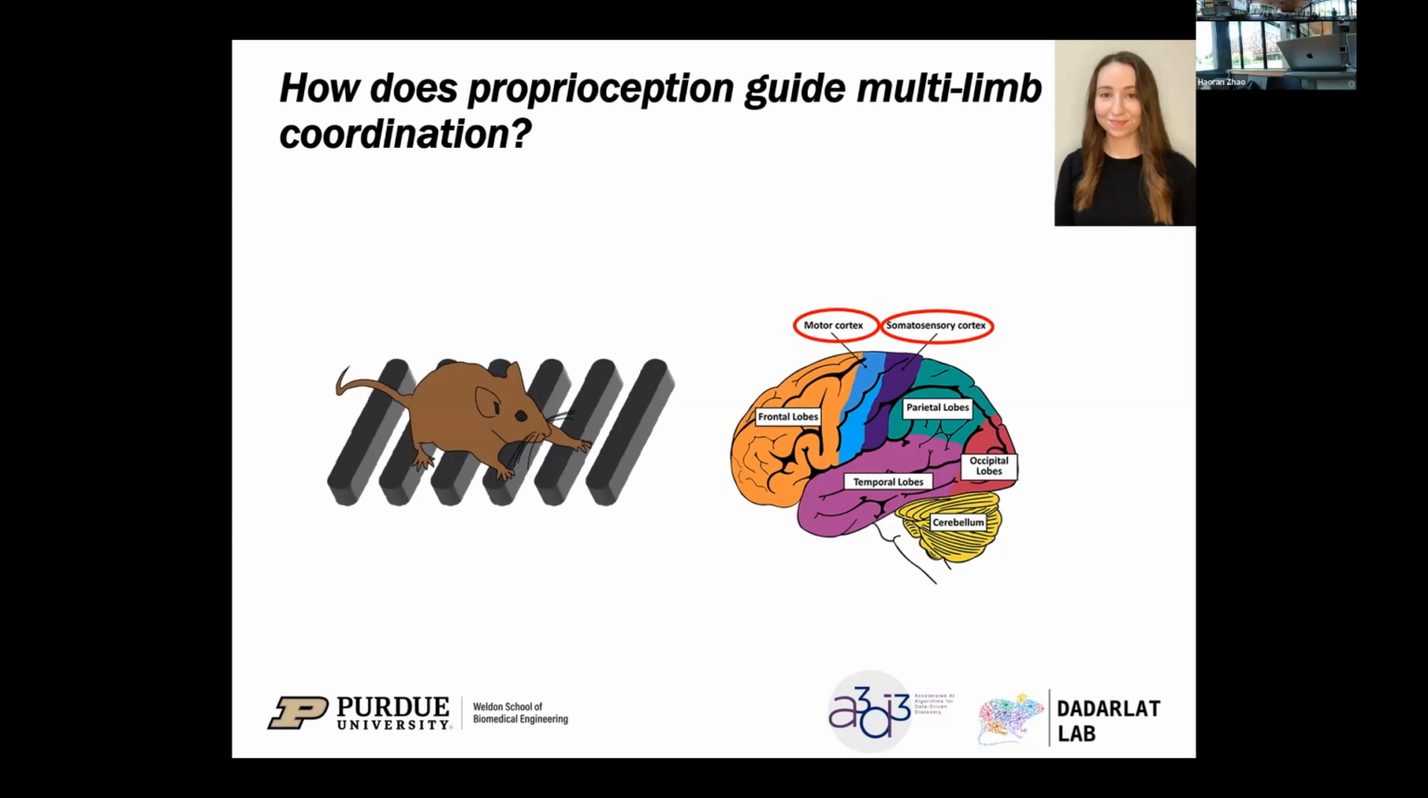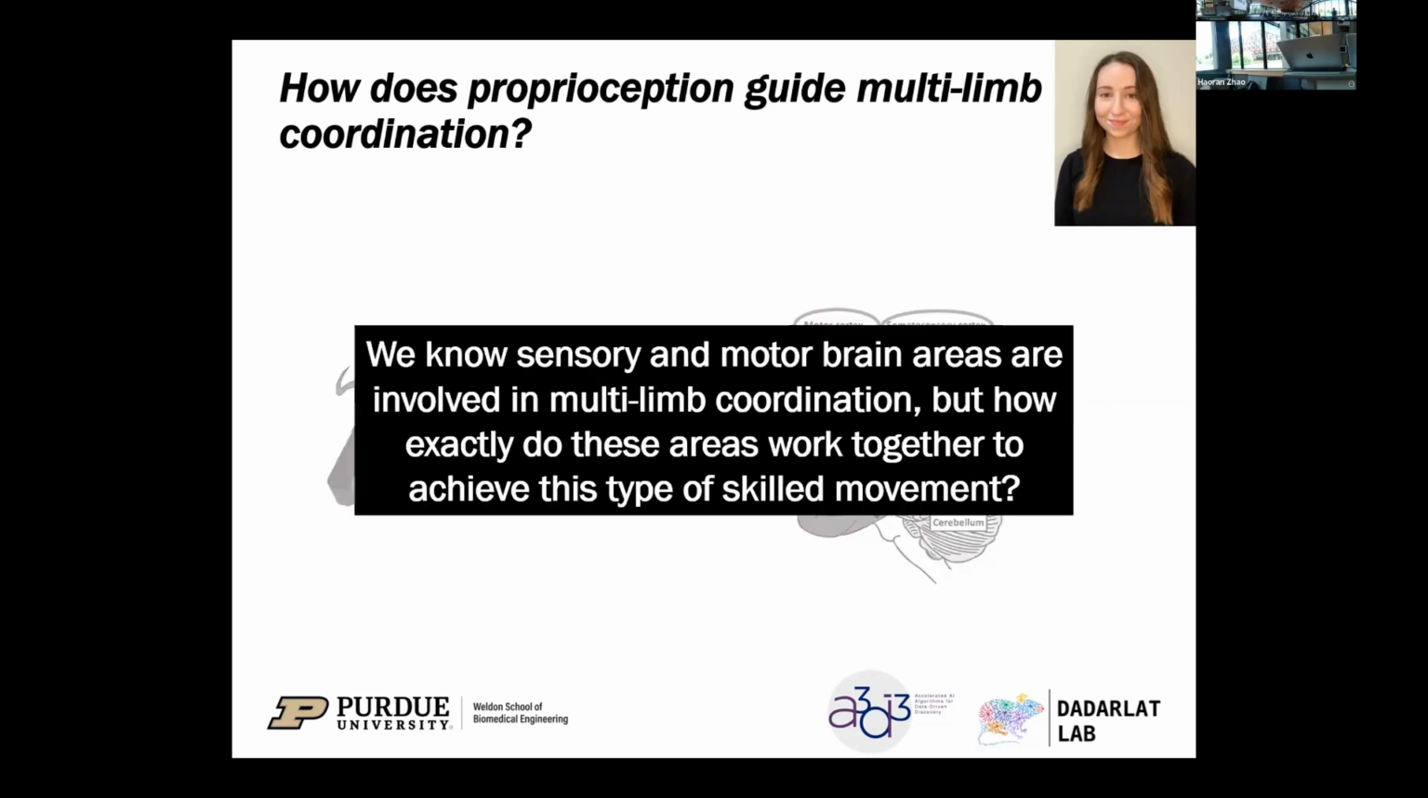We know that the motor cortex and the somatosensory cortex in the brain are both involved in this independently. There's been a lot of research on the independent contributions to multi-limb coordination, but we don't really know a great deal about how they work together to achieve this type of skilled limb movement. We don't really know what kind of information they are sending to each other, and how they're working together to do this. So that's what I'm trying to get at.